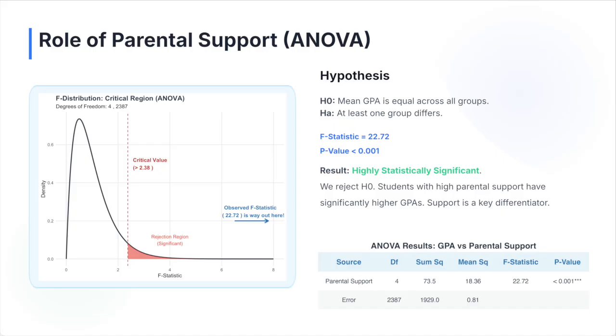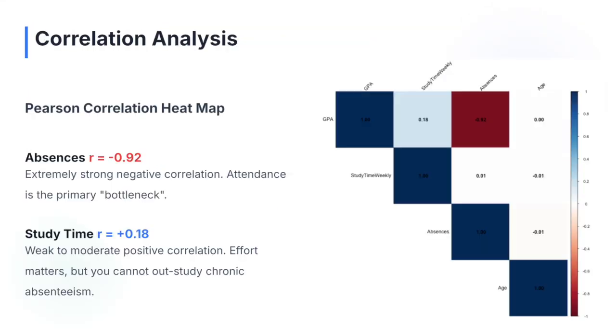So the ANOVA result summarizes this finding. Overall, our analysis shows that GPA varies significantly across parental support categories. Students who receive higher levels of parental support tend to achieve notably higher GPA.